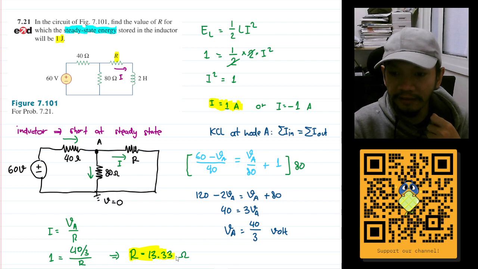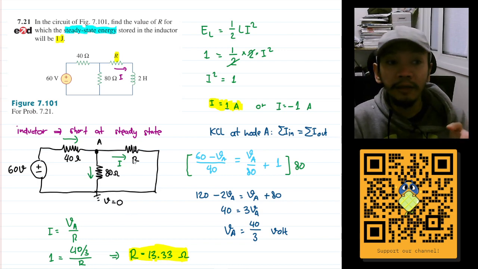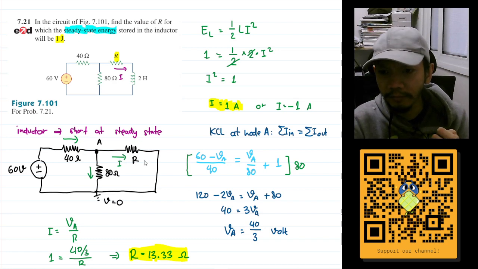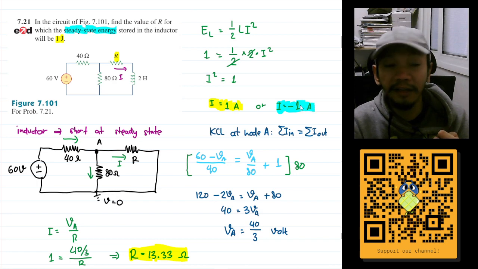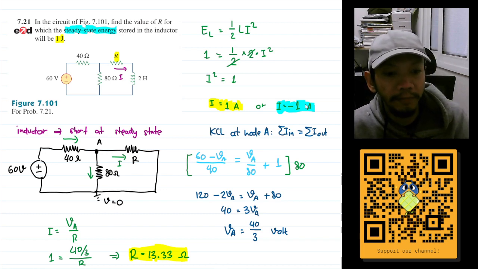So let's highlight this. Okay, that is if the I is going to the right. But you have one more case, which is I is minus 1 ampere, but I will leave it to you on how to solve this with I equal to minus 1 ampere.